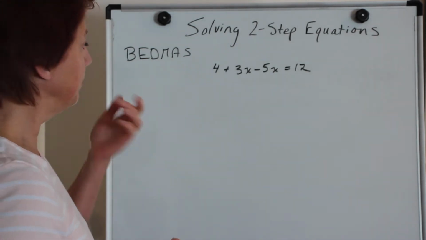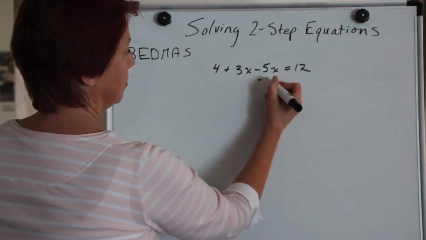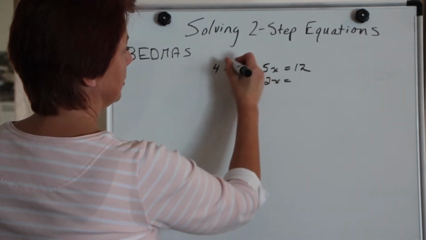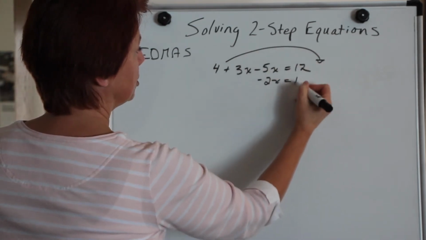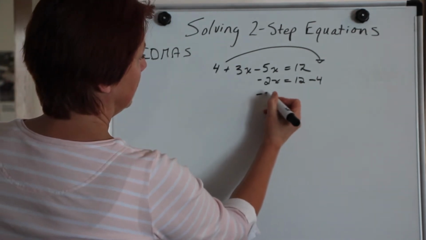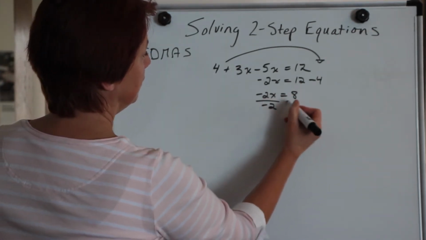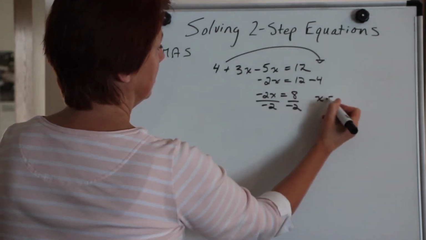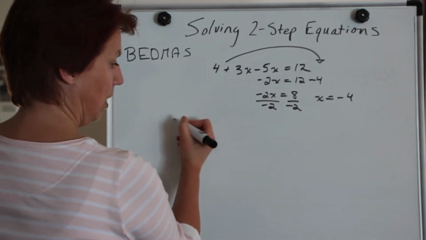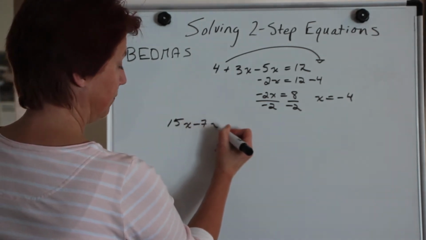Okay, so for this one, this is no different from the last two. We're just going to collapse those two to give us negative 2. We're going to move the 4 over here, which will make it minus 4, because right now it's a plus 4. Then negative 2x is equal to 8. Divide by negative 2, divide by negative 2, and x is equal to negative 4. And one more like this, and then we'll move into some work with brackets.